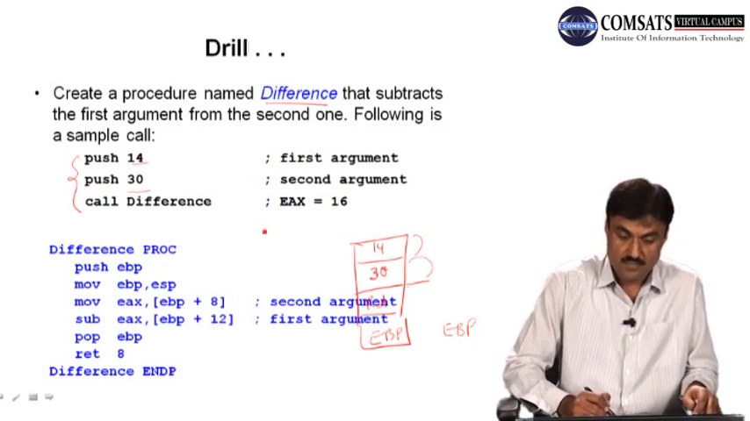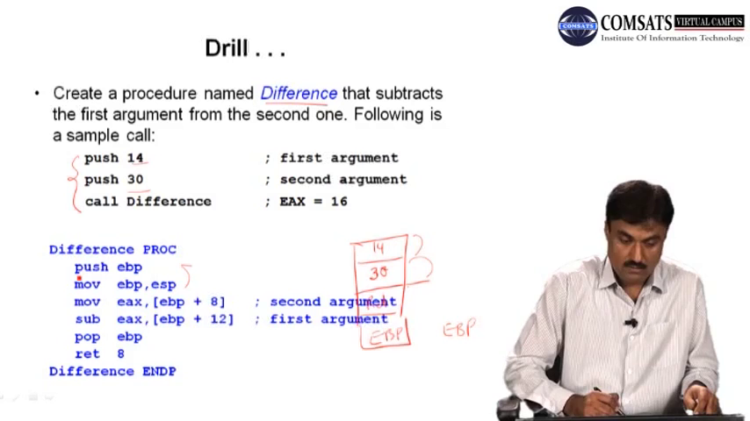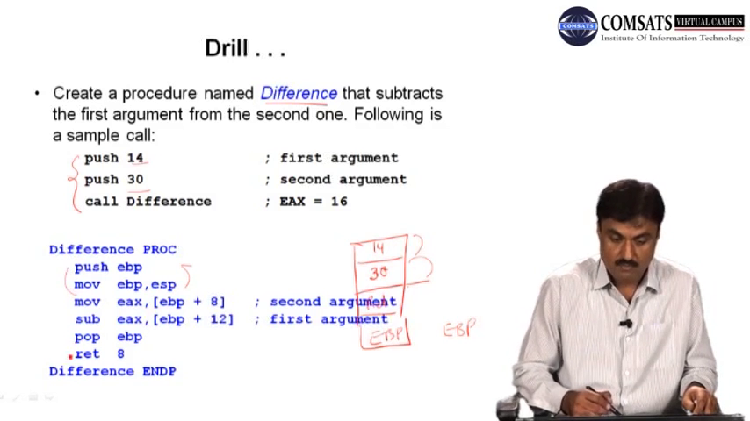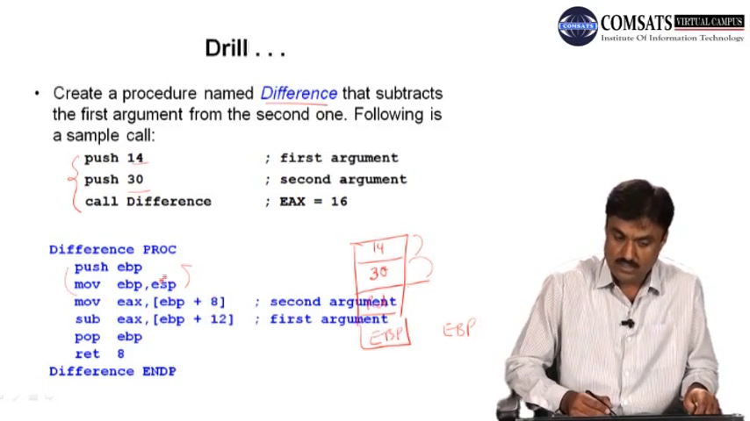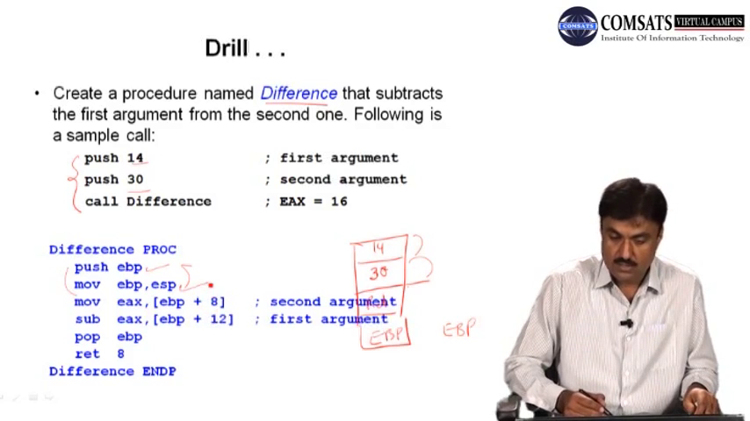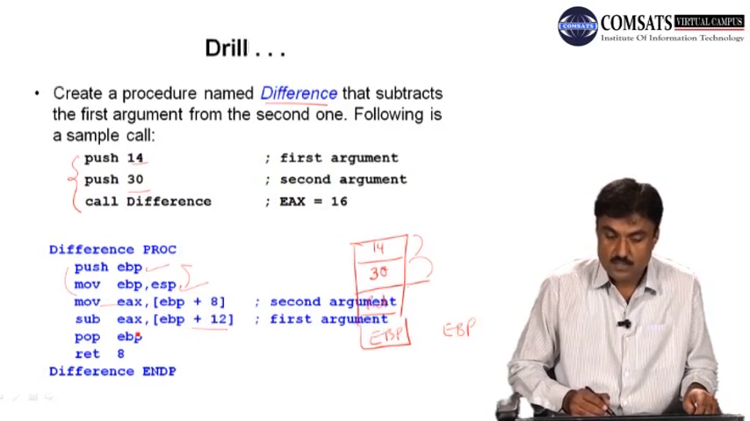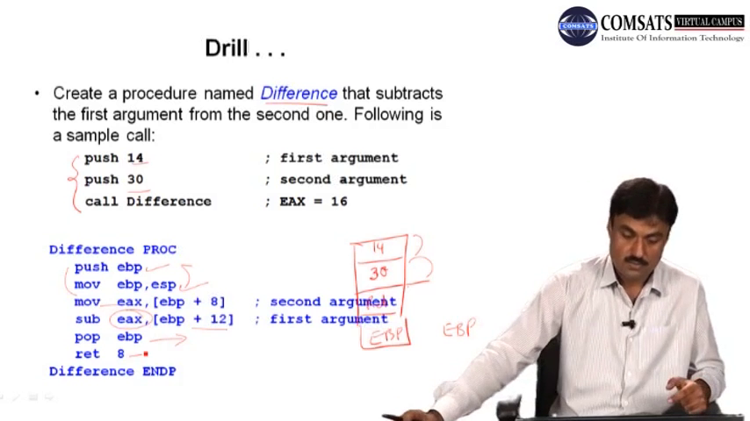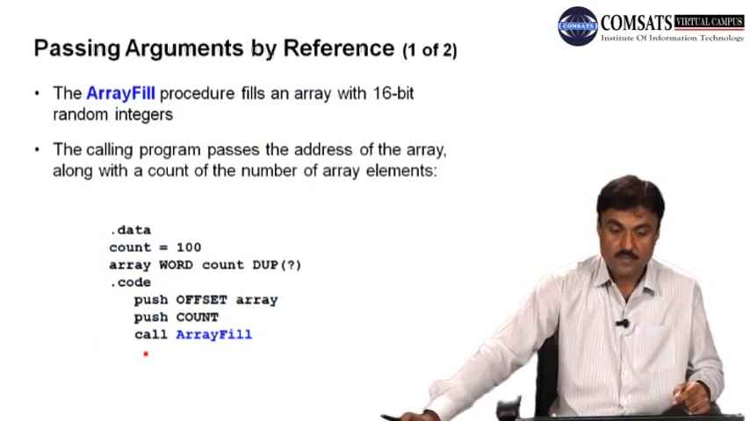So here you can see this is automatically assigned. We can assign the ESP into the EBP. So EBP plus the first parameter is assigned to EAX, the second parameter is subtracted from EAX, and then we pop EBP and return to the main program.